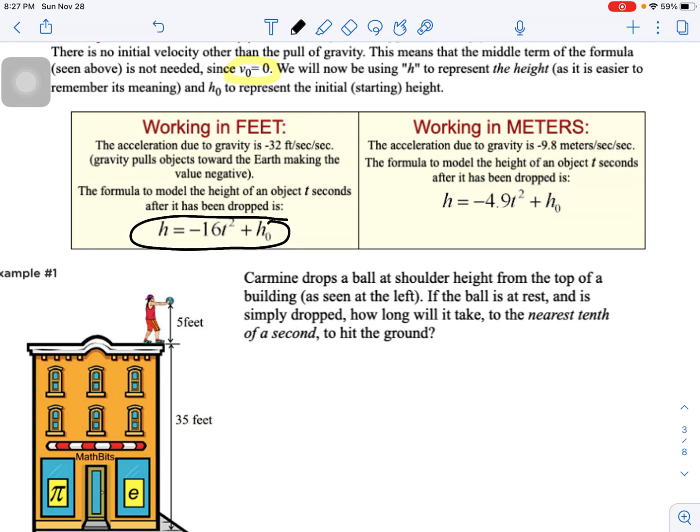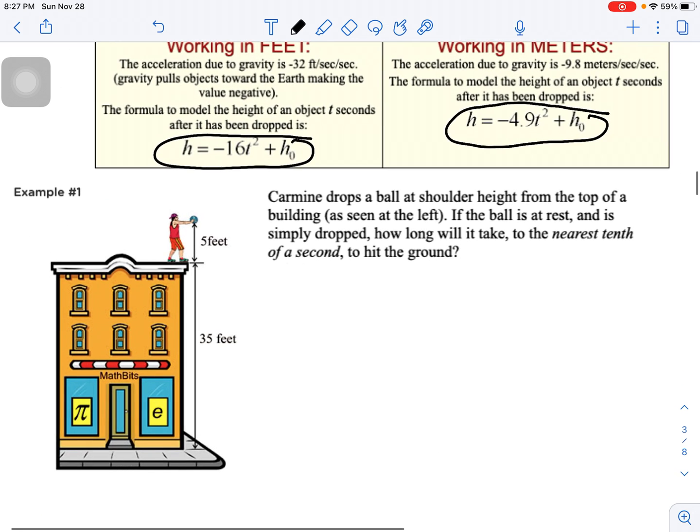If you're working in meters, that coefficient of the squared term, the t squared term, changes. Again, you do not have to memorize these. So let's start with an example. Carmine drops a ball at shoulder height from the top of a building. If the ball is at rest and is simply dropped, how long will it take to the nearest tenth of a second to hit the ground?